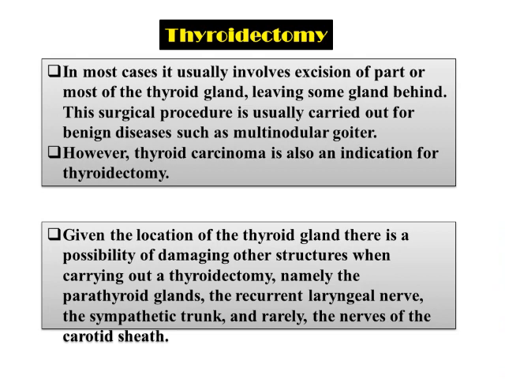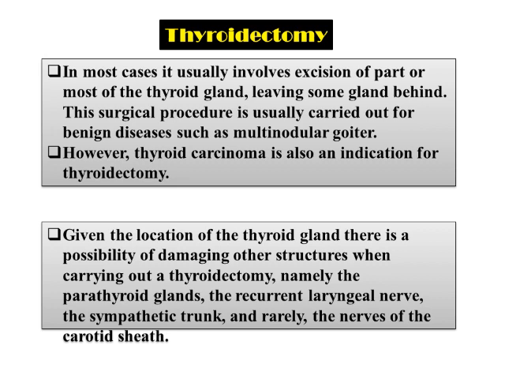Thyroidectomy. In most cases, it involves excision of a part or most of the thyroid gland, leaving some gland behind. This surgical procedure is usually carried out for benign disease such as multinodular goiter. However, in some thyroid carcinoma, it is also indicated to do thyroidectomy.